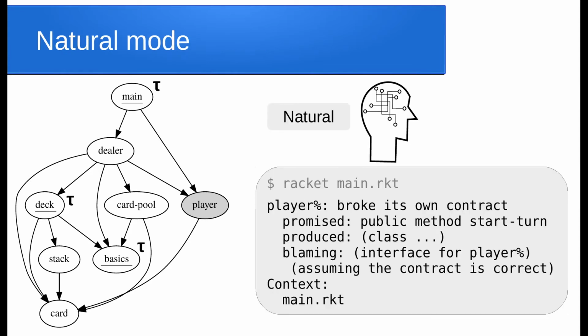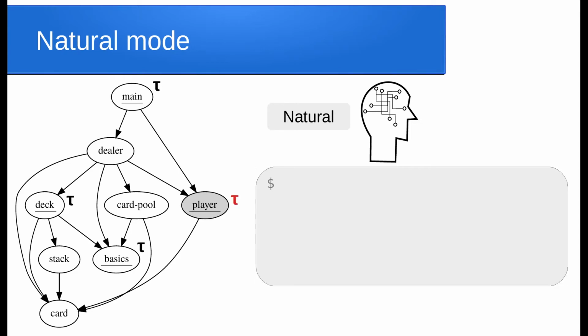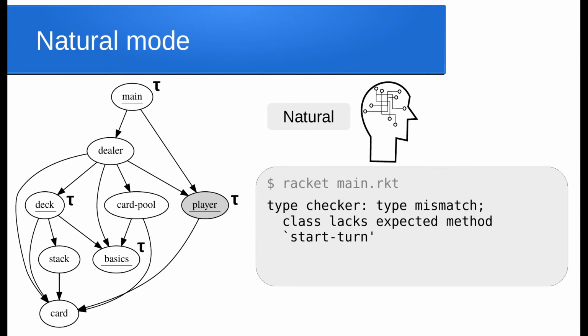We'll start with the natural mode. When we run the program under the natural semantics, we get a contract error, which blames the player module. So the rational programmer will type the player module as a way of checking the expectations about its interface, and then the type checker can detect the mismatch and raise a type error. So the rational programmer succeeds using the natural semantics.